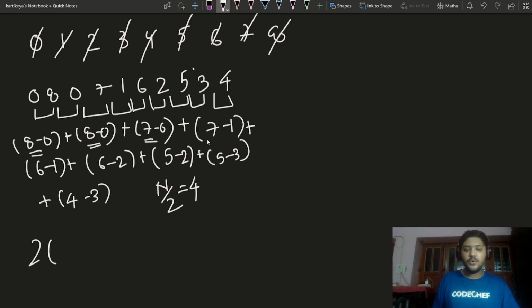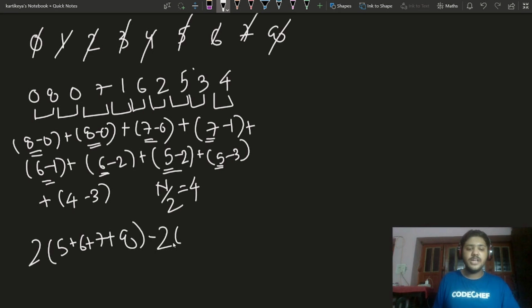7, it is occurring 2 times. 6, it is also occurring 2 times. 5, it is also occurring 2 times. So we can write that 2 times (5 plus 6 plus 7 plus 8). Okay. Now let's check for numbers which are less than n by 2.